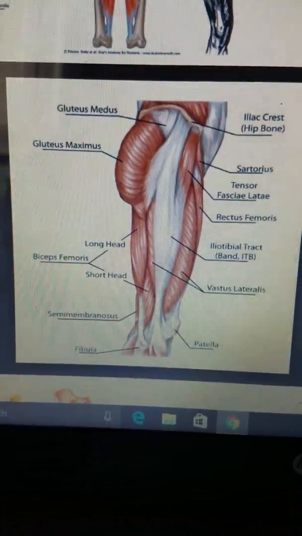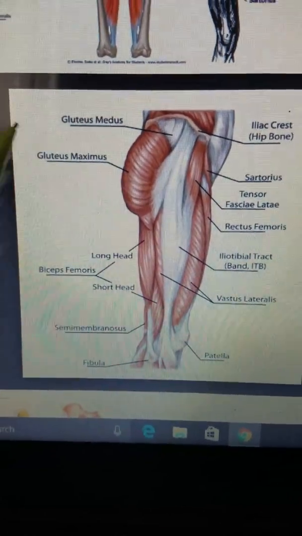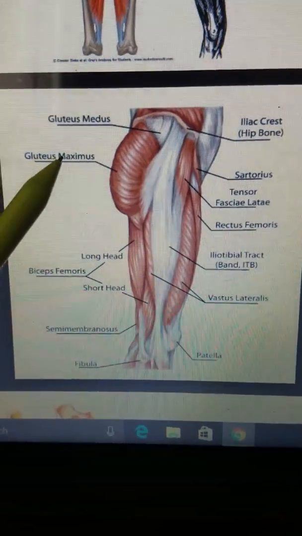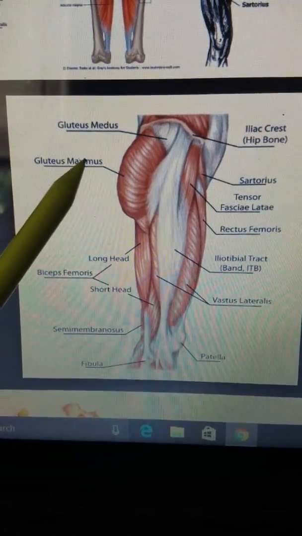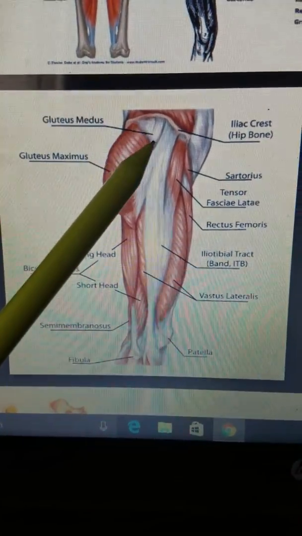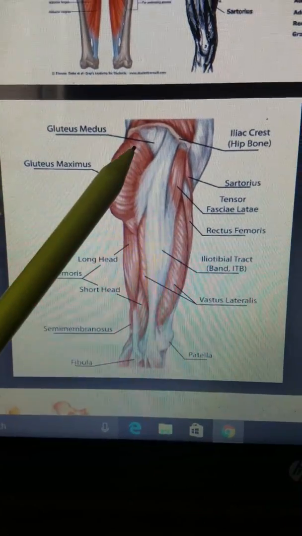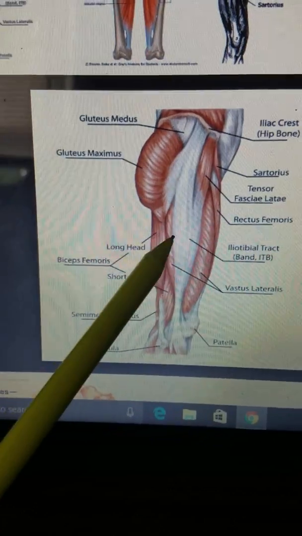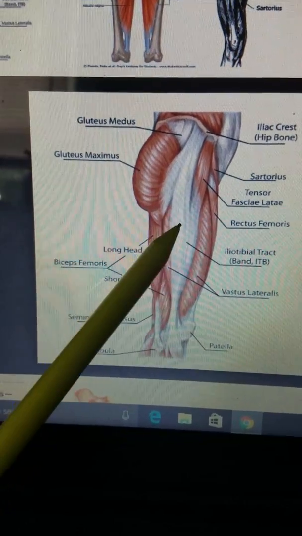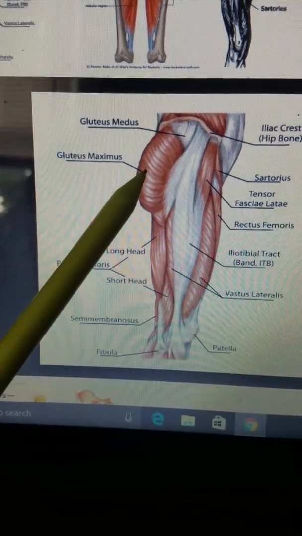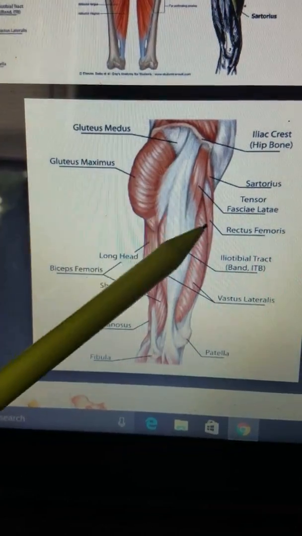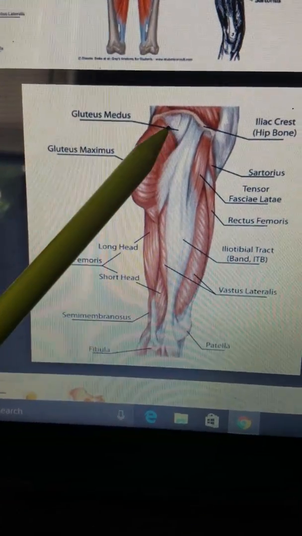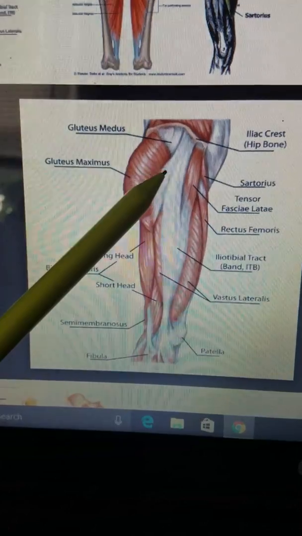And then last, we have the abductors of the thigh. These are kind of loosely termed because you have the gluteus muscles, which are your butt muscles. Gluteus maximus is on top of the medius and minimus, which you can't see the minimus in this picture. But the gluteus maximus actually goes across and attaches right here in the medial femur. It helps with abduction of the thigh, pulling away from midline. And you have medius and minimus also with some help as well.